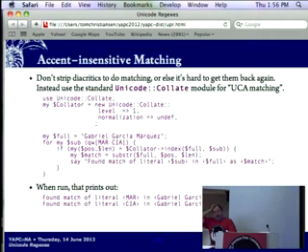Another way to do accent insensitive matching, now I'm using the word match in a loose way, but I'm not using loose in a loose way. The Unicode Collate module, which in other talks I talk about more, but I won't do too much in this one, has some stringy functions in it. So it has an index method that works like Perl's index function. So it looks for a substring within a string.